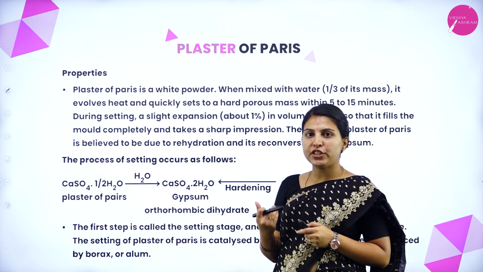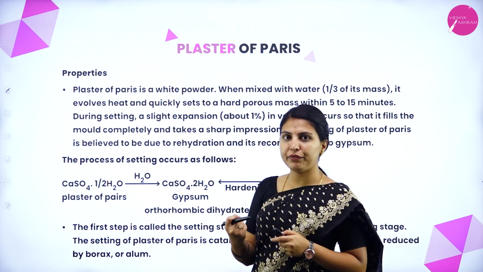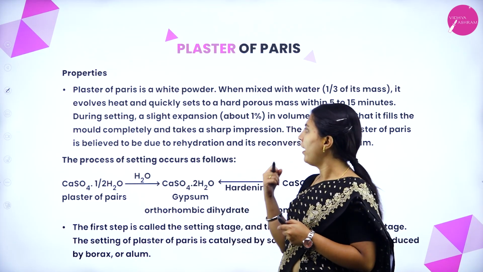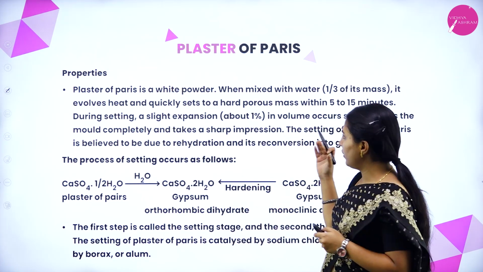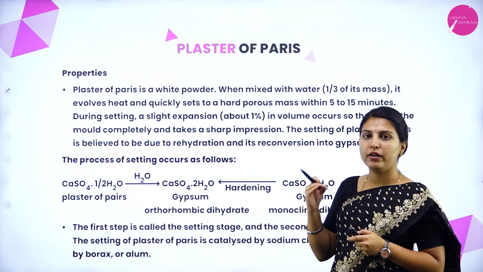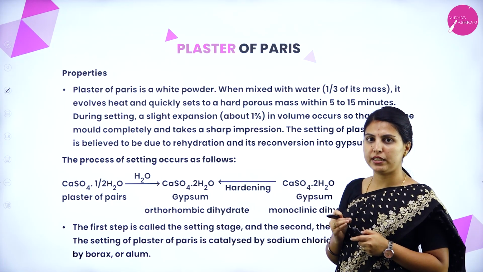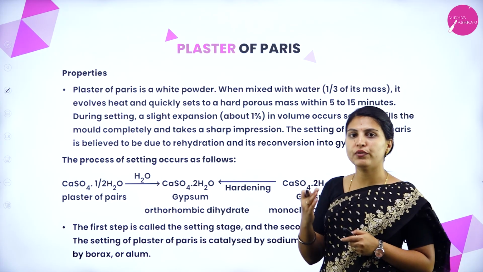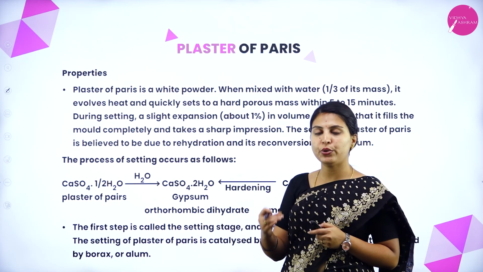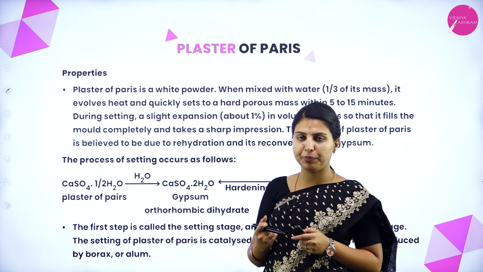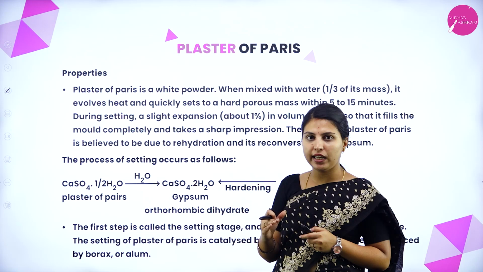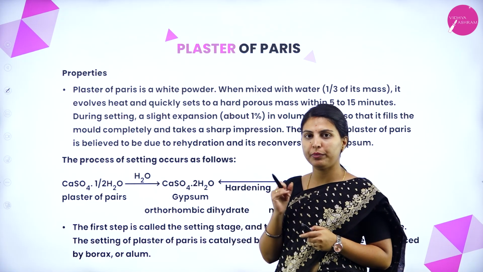Means when plaster of Paris reacts with water, it evolves some heat and quickly sets into a hard porous mass within 5 to 15 minutes. And whatever molds you put it in, if you use more volume of POP, it will set very nicely and after rehydration, it will be thick.